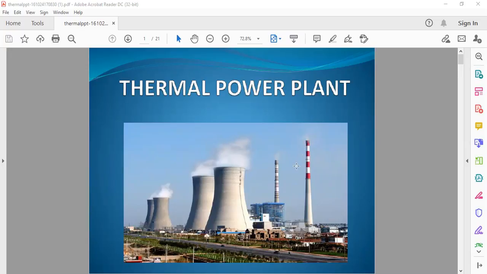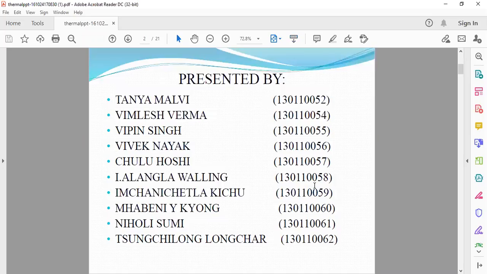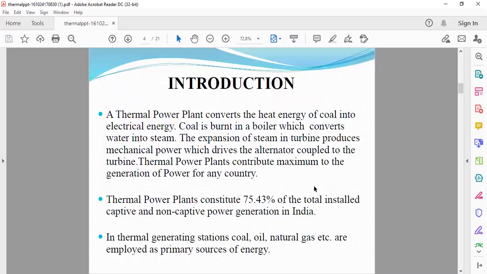So the thermal power plant is very simple, and here the power generation plant mainly consists of an alternator which runs with the help of a steam turbine. So, introduction. Here we go with a thermal power plant which is going to convert the heat energy of coal into electrical energy. Generally in India, coal is used as the fuel of the boiler. To increase the thermal efficiency, the coal is used in the boiler in powder form.